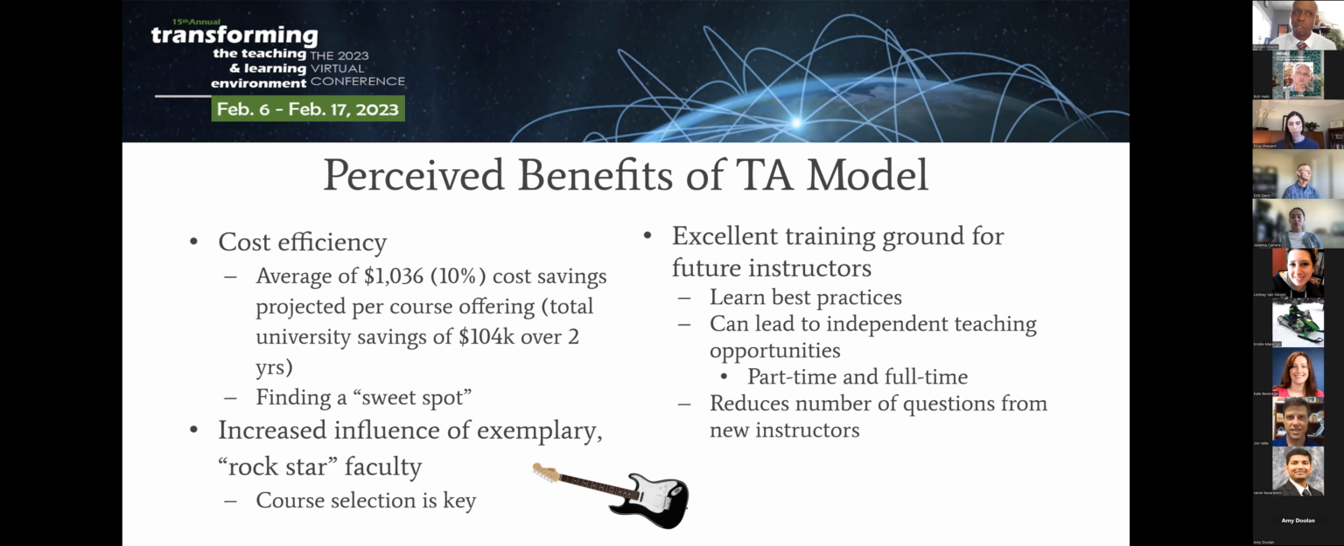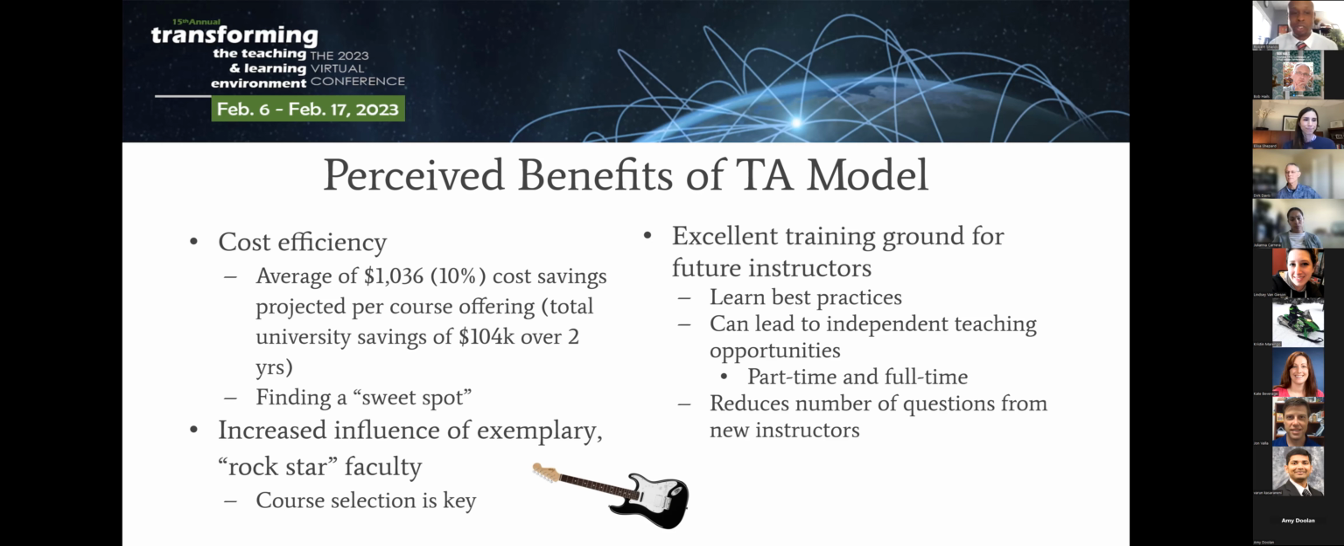And so there were some modest cost savings, and the cost savings came when we were able to find that sweet spot where we were able to balance the number of TAs with a particular number of students. And for us, that number was about 110 students in a course with 3 teaching assistants.